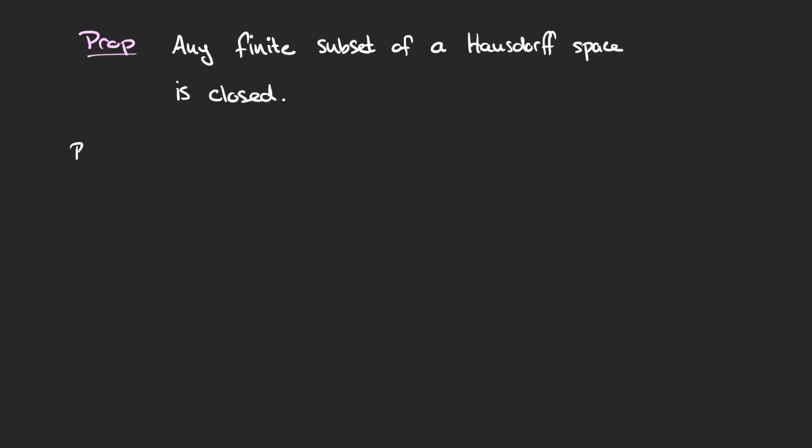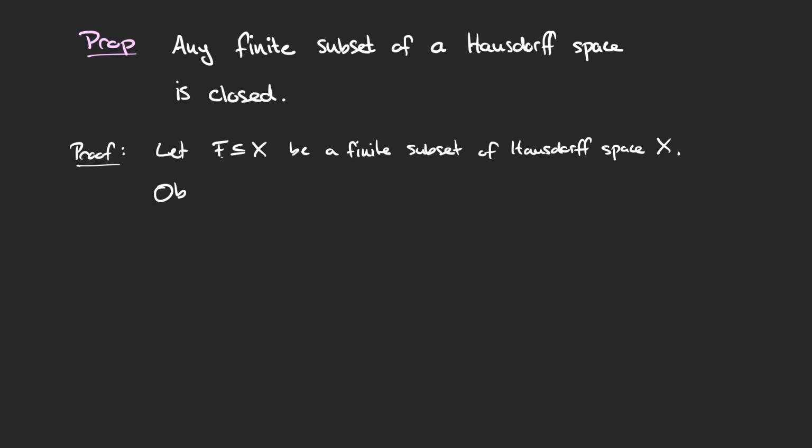Let's give a proof of this statement. So we let F be some finite subset of a Hausdorff space X. And now we observe that we can write F as the union over all the singletons containing points in F. Now this is possible for any set. However, in our case, because F is finite, this is going to be a finite union.